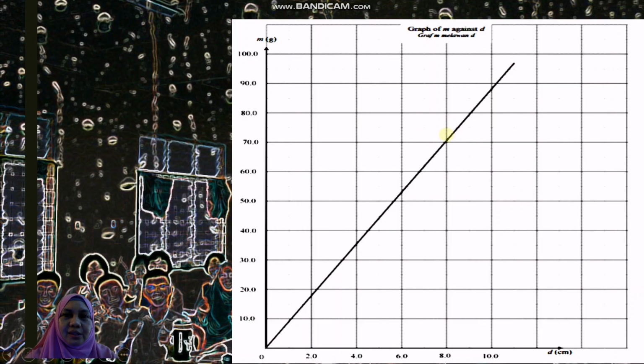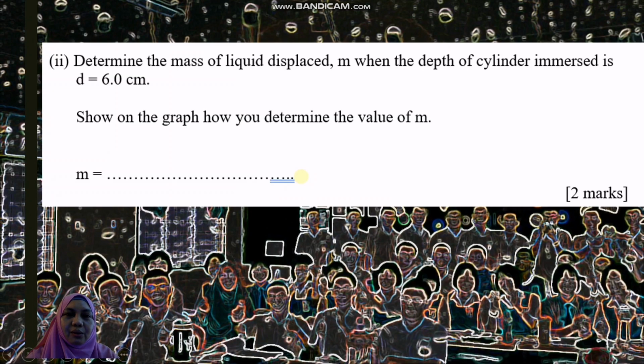Okay, so we refer to the graph again. So this is the value where the depth is 6 cm. So you draw a straight vertical line to this point and then match it to the y-axis, which shows the value for m. And from here, the mass is 53 gram.